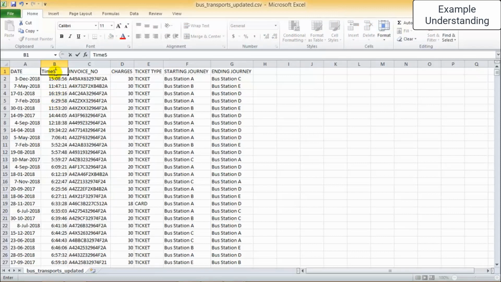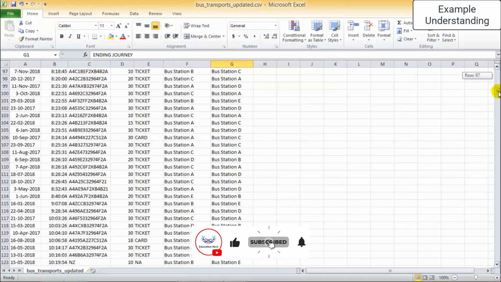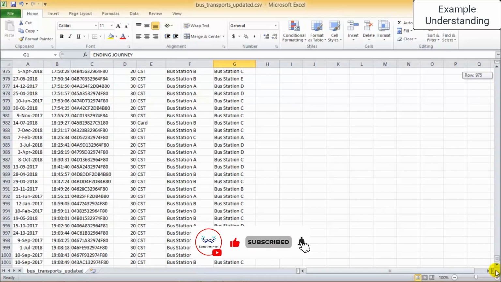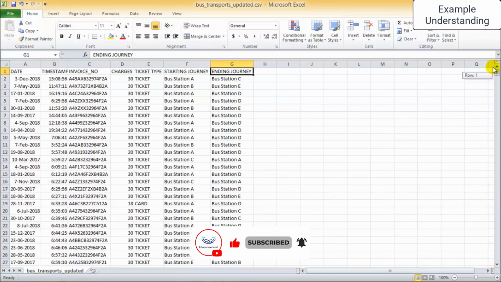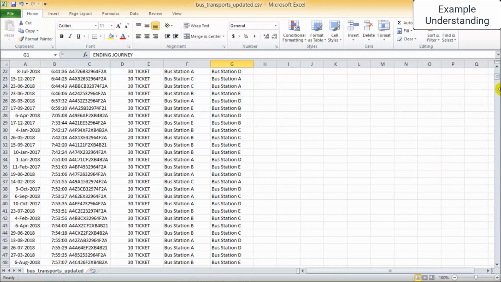Now the new point is we have this timestamp. Let's rename it properly: Timestamp. Okay, so this is the timestamp, and then there is the invoice number. Then there are charges, then tickets, starting journey, ending journey, and now we have no countries left. Perfectly all right. I can see that there are no missing values as well.